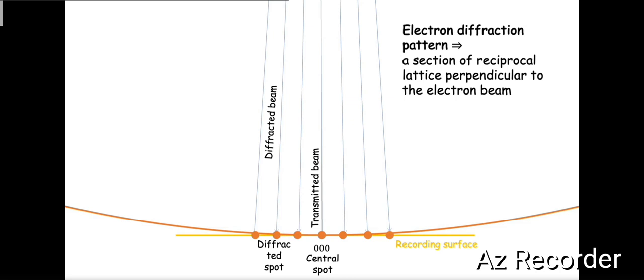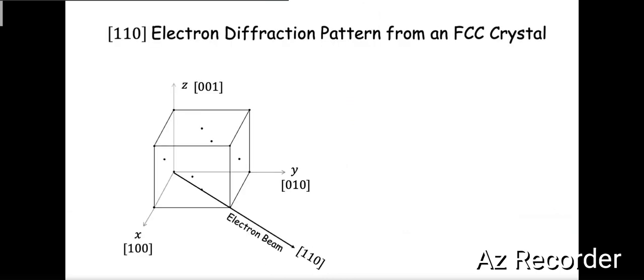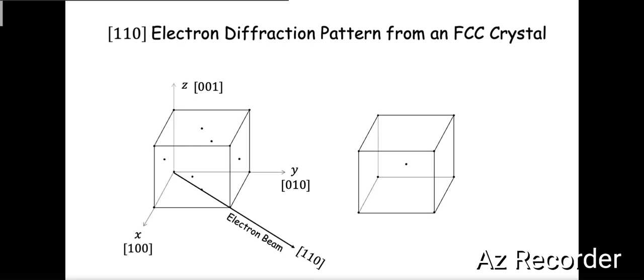Let us use this interpretation to predict an electron diffraction pattern from an FCC crystal with a beam traveling in the 110 direction. In direct space, this is a difficult problem because I have to consider the interaction of the electron beam with each of the atoms generating a scattered wave, and then I have to add the scattered waves from all the atoms in given directions to generate the diffracted beams. However, let us transport this problem to reciprocal space, where the corresponding reciprocal lattice is a BCC lattice.